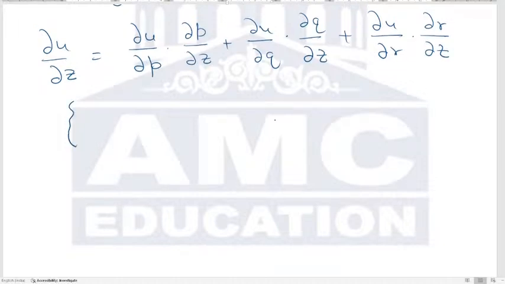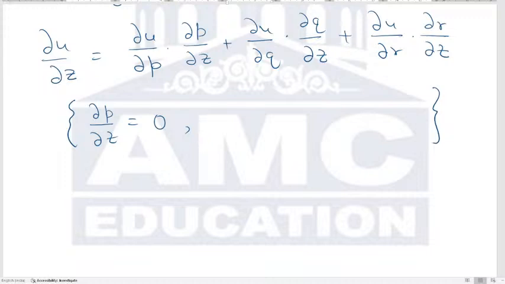You see that p, q, r, we have assumed p, q, and r, and they are expressions of x, y, and z, correct? So what we'll do, we'll find out ∂p/∂z. p is x minus y, which does not have z in it, and hence the entire thing is a constant. So ∂p/∂z is 0.